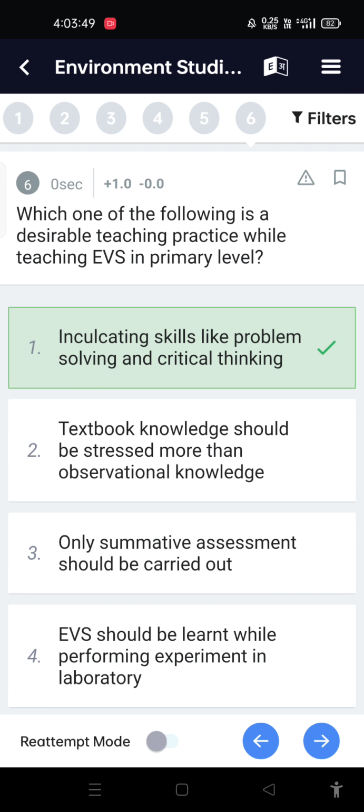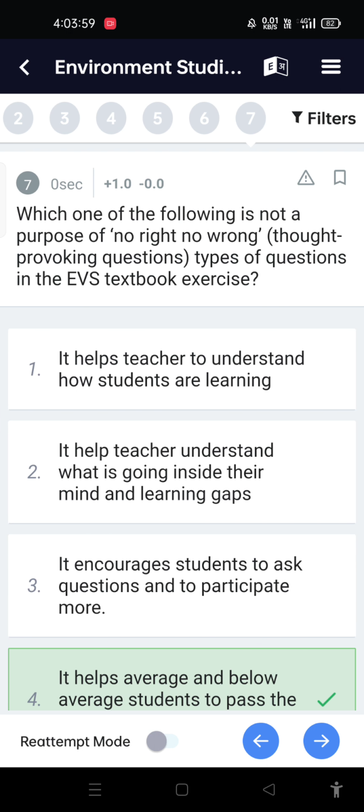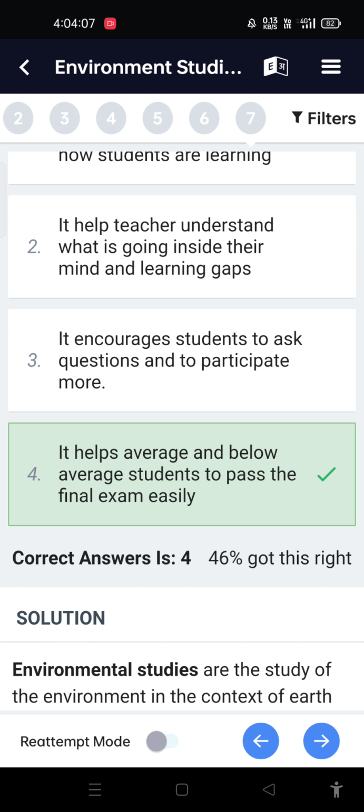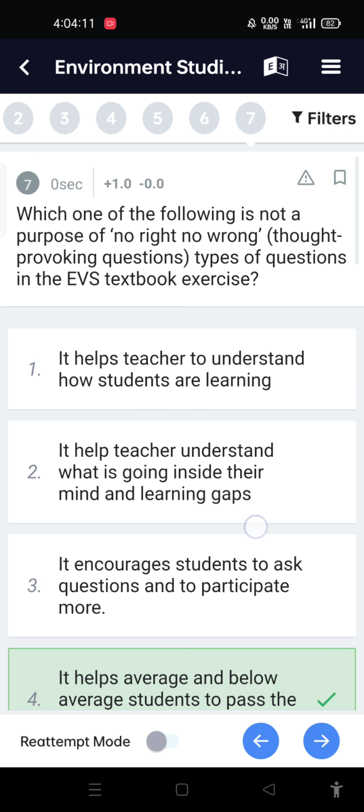Which one of the following is a desirable teaching practice while teaching EVS at primary level? Inculcating skills like problem solving and critical thinking. Which one of the following is not a purpose of no right, no wrong types of questions in EVS textbook exercises? It helps average and below average students to pass the final exam easily.